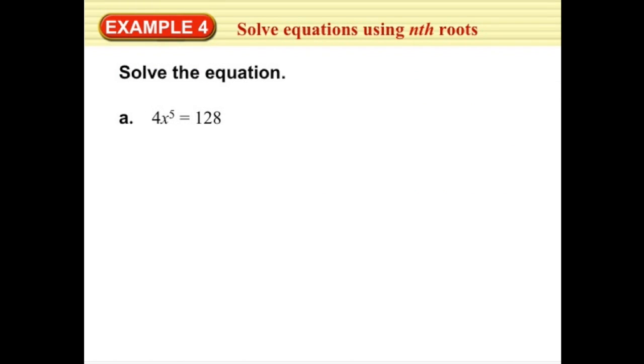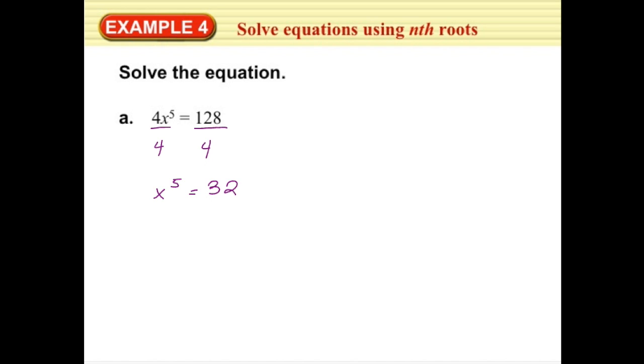Example 4 says to solve the equation. And this is pretty straightforward when you think about it. This is really basic algebra 1. We're just going step by step, and we're also going to account for the new exponent. So in this case, I want to divide both sides of my equation by 4 so that I get x to the 5th is equal to 32.